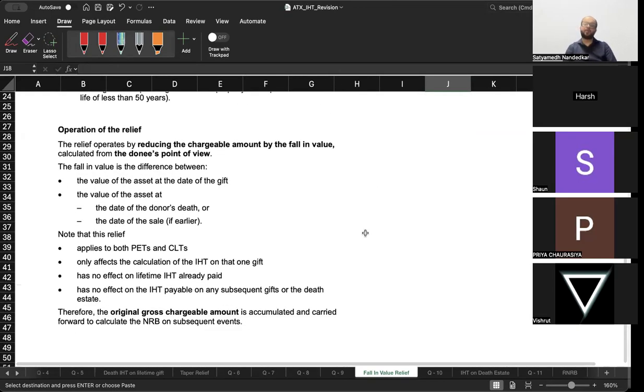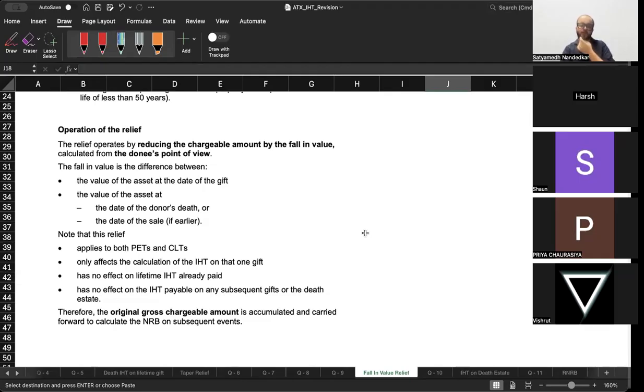The relief operates by reducing the chargeable amount by the fall in value calculated from the donee's point of view. The fall in value is the difference between the value of asset at the date of gift and the value of the asset at the date of donor's death or the date of sale if earlier. Whatever is the difference between the two, that is considered fall in value relief.